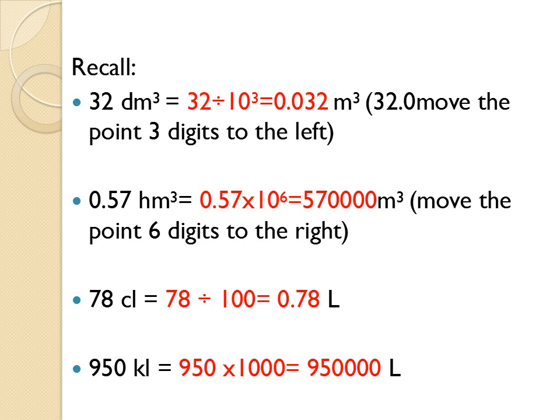While in the example here, 950 kiloliter, while I am converting it to liter, we must multiply by 1000 because we are moving down the stairs. If you remember and put the stairs in front of you, you see that from kiloliter to liter we are moving down, so we must multiply by 1000, which becomes 950,000 liter.